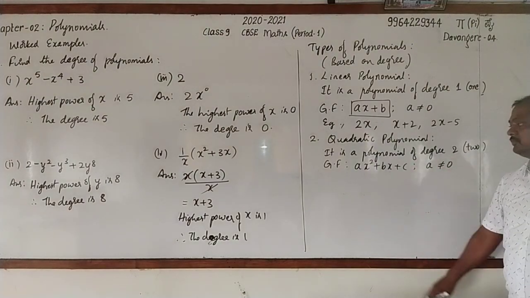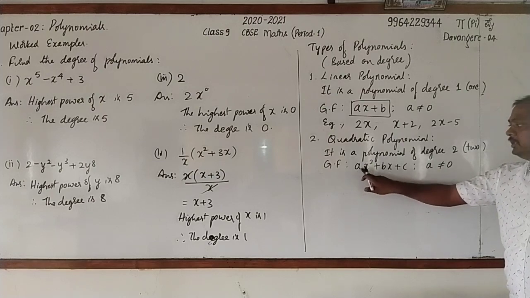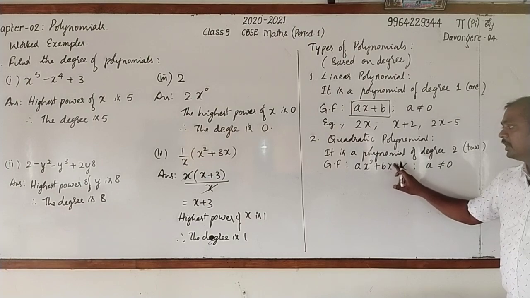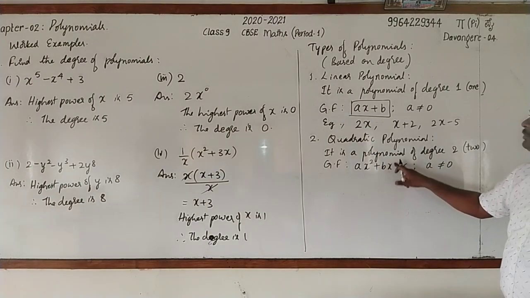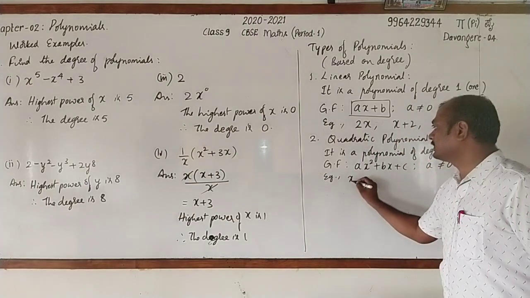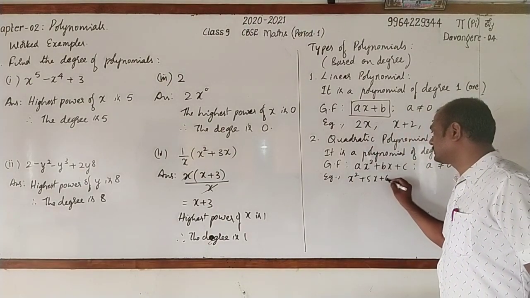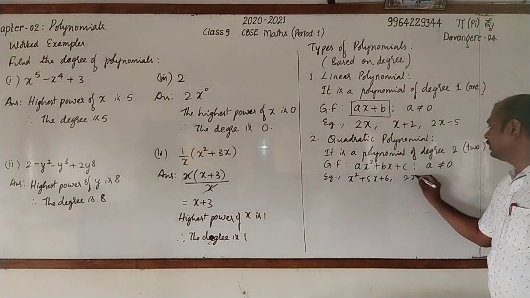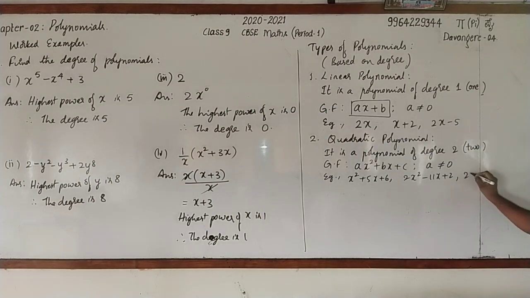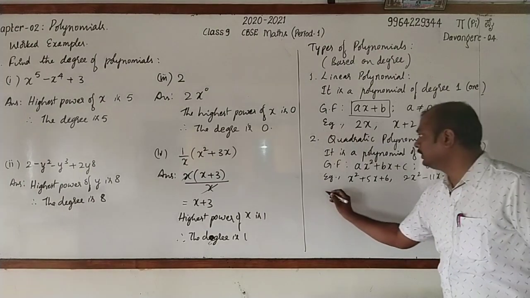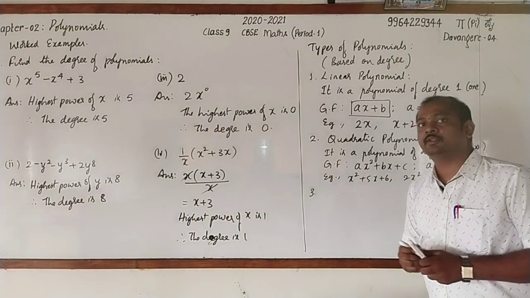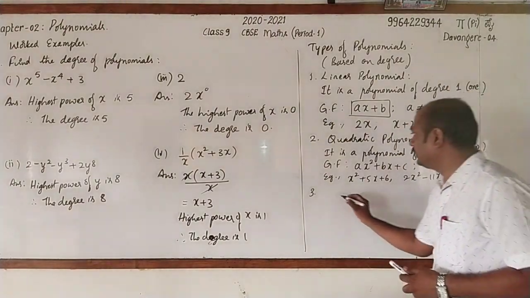Again, I will ask you a question. If a becomes 0, the ax square term gets cancelled. bx plus c will remain. Highest power is 1, nothing but degree is 1. It becomes a linear polynomial. So, examples for this are x square plus 5x plus 6, then 2x square minus 11x plus 2, or only 2x square. Next, third one. What do you call a polynomial of degree 3? It is called cubic polynomial.